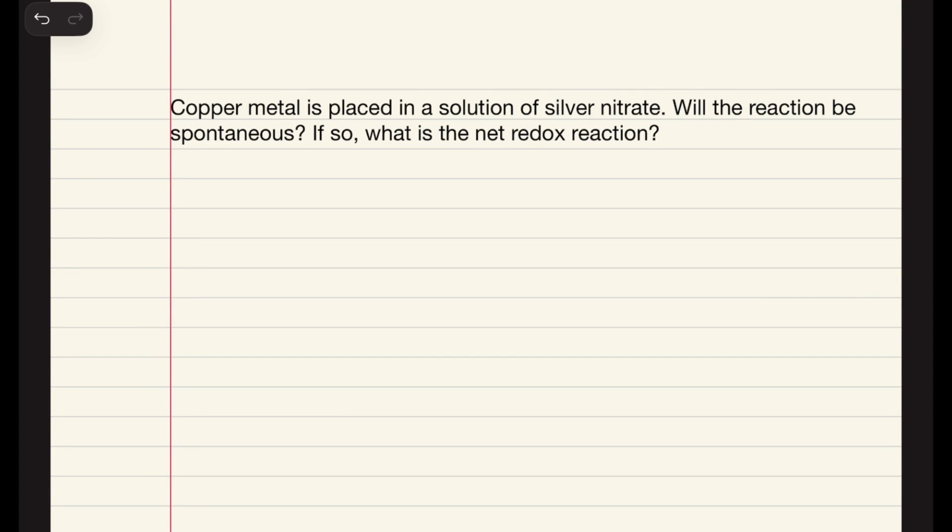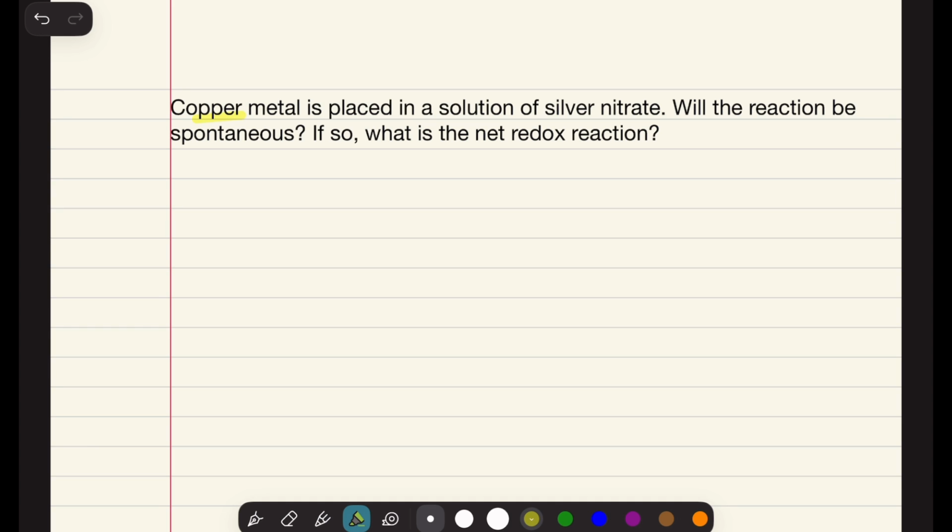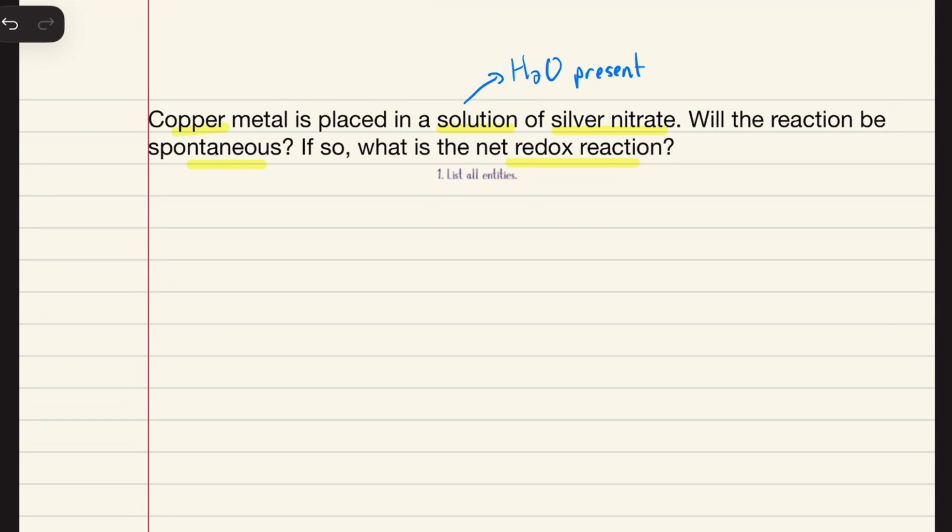So copper metal is placed in a solution of silver nitrate. Will the reaction be spontaneous? If so, what is the net redox reaction? So we're going to follow the 5-step method. Whenever it's a solution, I want you to understand that there's water present.